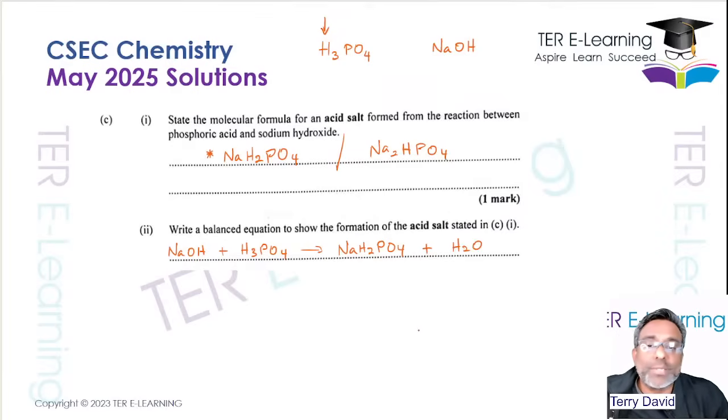Now in terms of balancing this, is it balanced? Let's see. Na. We have 3H on the left. No, sorry, 4H on the left. What am I missing here? I have 2 and 2 is 4. PO4 is fine. 4 and 1, 5. So this looks like a possible equation here, a balanced equation to show the formation of the acid salt.